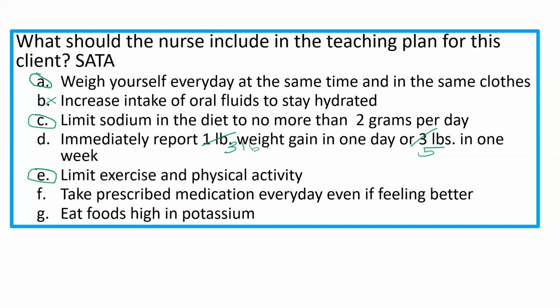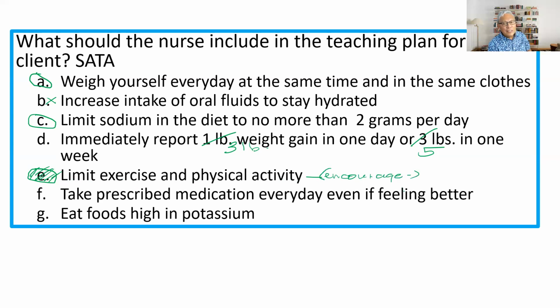Even with the dysrhythmias? Even with the dysrhythmias, because that's what I was thinking, it would put too much work on the heart. Right, so it says limit exercise and physical activity. Why did I encircle it? I'm telling you not to choose this because you encourage physical activity. Oh, I thought you were saying it is an answer. No, I didn't. You need to encourage it, because if you limit physical activity, then it's going to decrease their overall functioning, and mentally they're going to be much more depressed.